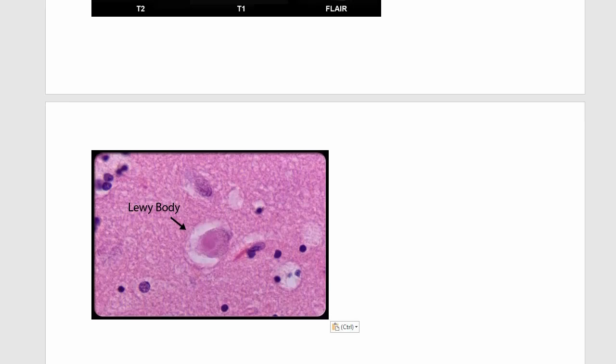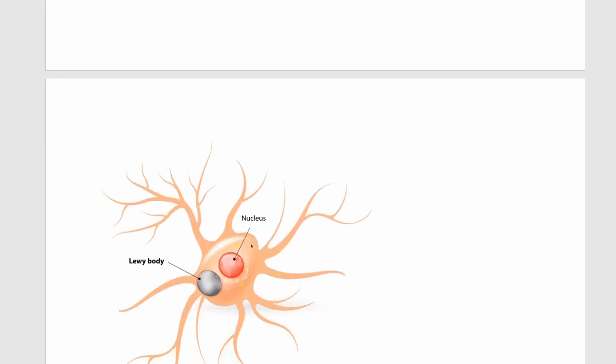And unfortunately, you might have actually heard of this, even if you're not medically related, because Lewy body dementia was what Robin Williams also suffered with. So it's horrible. There's no nice way of putting it. So Lewy bodies are these.